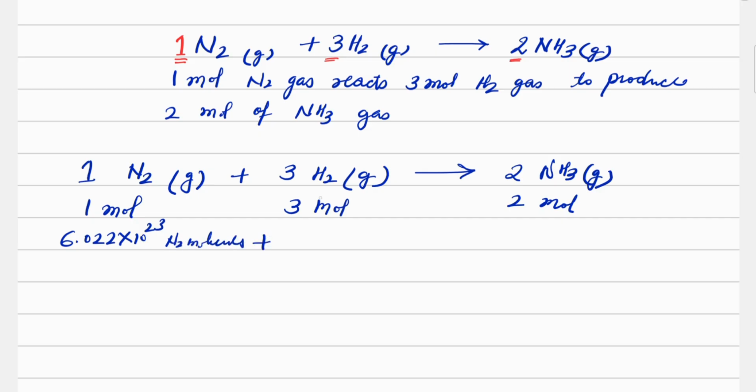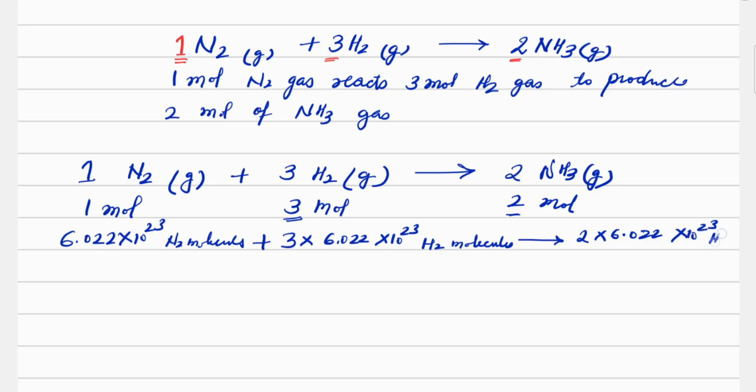Okay, they will combine with, now there are 3 moles. So obviously we have to convert it into multiple. 3 into 6.022 into 10 raised to power 23 hydrogen molecules. Okay, it gives how many? 2 into 6.022 into 10 raised to power 23 ammonia molecules.